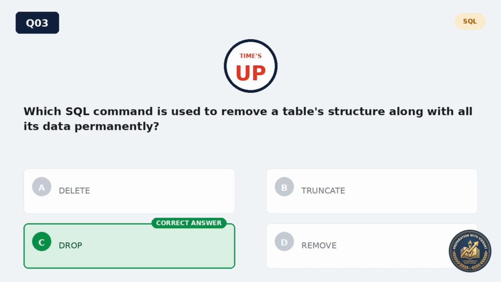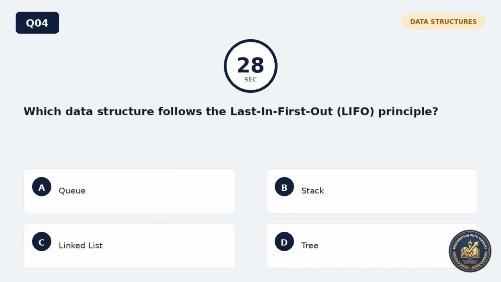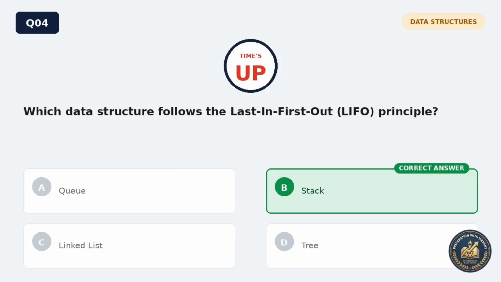Moving to next question. Which data structure follows the last in first out principle, LIFO principle? First option is queue, second is stack, third is linked list, fourth one is tree. So the correct answer is stack.